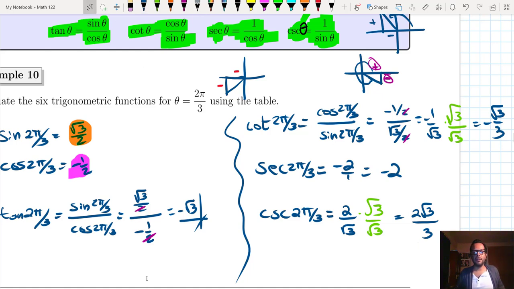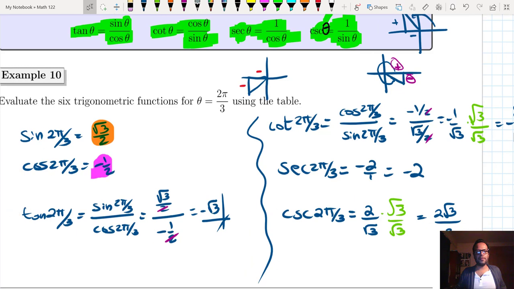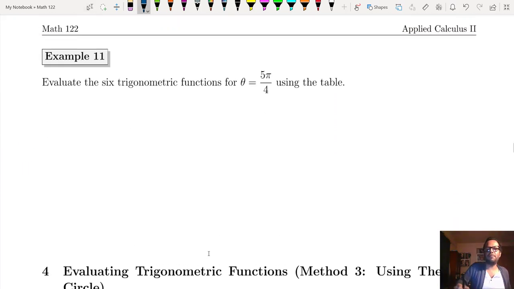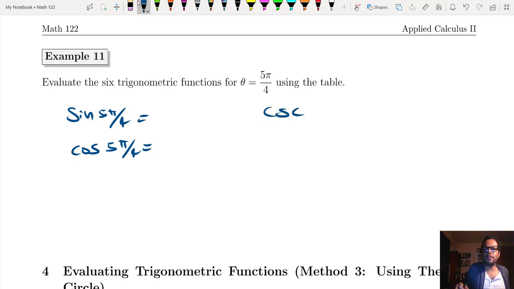All right. Let's do another example. I believe the next example, yes, uses the table, 5 pi over 4. So the freebies are sine and cosine. And in a way, two more freebies are going to be cosecant and secant. How come they're also freebies?